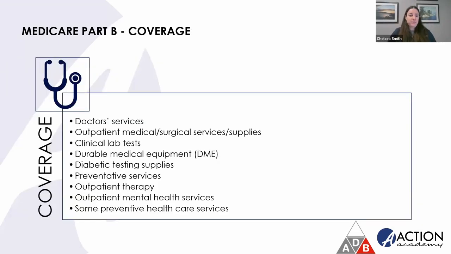Okay, thank you. All right, so for what Part B covers, it covers medically necessary outpatient services and supplies, including doctor services, outpatient medical and surgical services and supplies, like x-rays and stitches and stuff like that, clinical laboratory services like blood tests, urinalysis, and screenings, durable medical equipment, walkers, wheelchairs, stuff like that, diabetic testing supplies, preventative services like exams, tests, and screenings, and home health services.